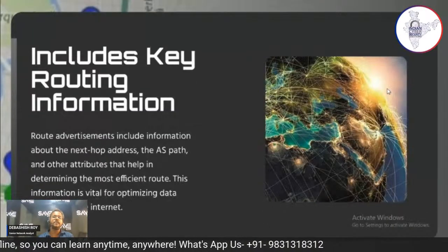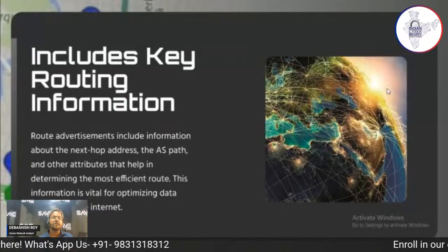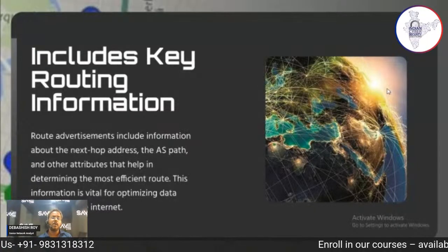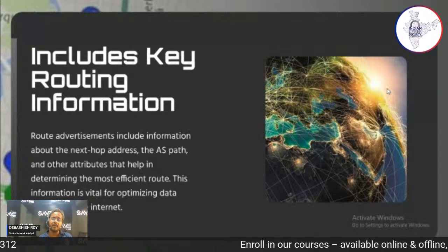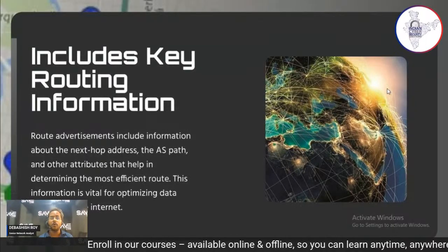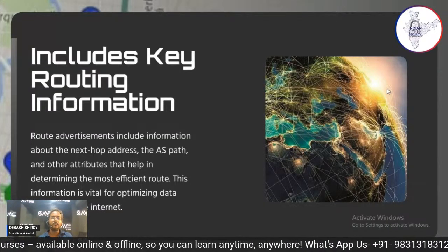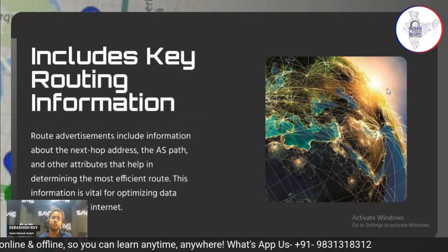And it includes key routing information also. Route advertisements include information about the next hop address, because the next hop is very important and crucial for BGP. If the next hop is not reachable, definitely your update will not go and nothing will be achieved in BGP. So the next hop should be reachable.